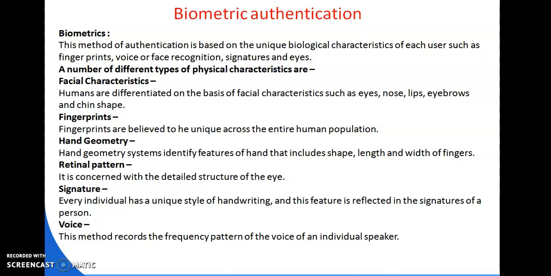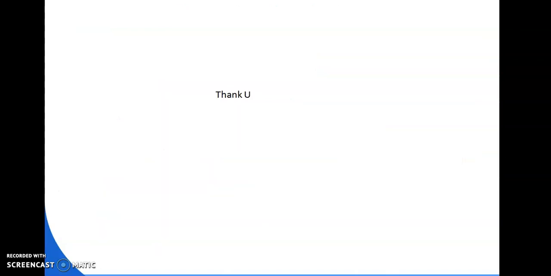So this is known as the biometric authentication. You can authenticate through fingerprints, through retinal pattern or retina of the eyes, signatures or voice. So this is all about chapter number 6.